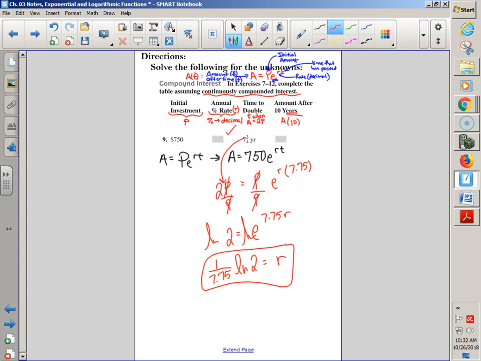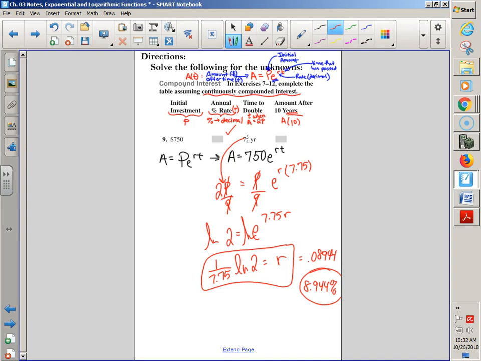And once we have the R, which technically we should probably make a percentage because the columns are all percentages. So I'm going to my calculator and doing the 1 over 7.75, which I had to do to get R by itself, times the ln of 2. If I can find that ln button that's been worn off. I do get 0.08944, which would be 8.944%.